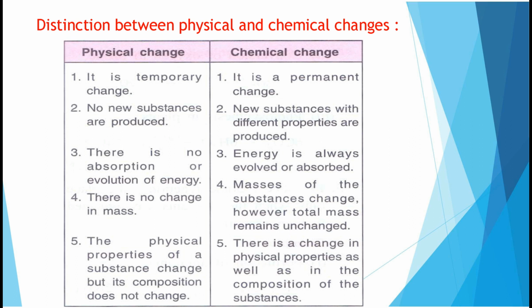In physical change, the physical properties of a substance change, but its composition does not change. In chemical change, there is a change in physical properties as well as in the composition of the substance. So these are the differences between physical and chemical changes, and I hope all of you understand this.